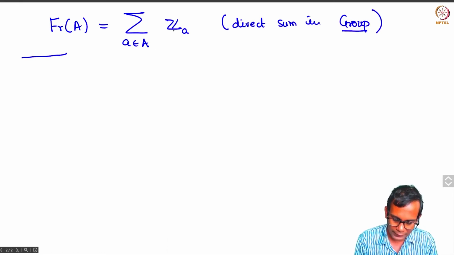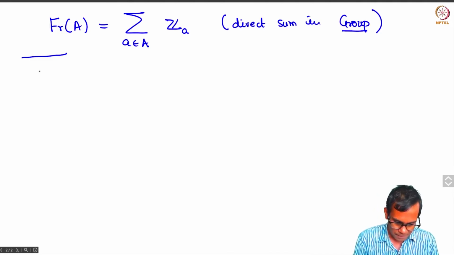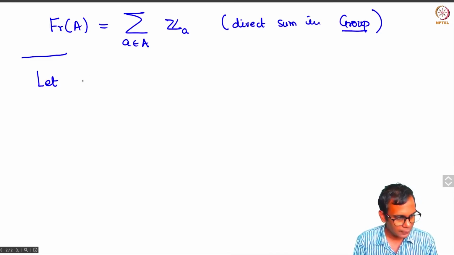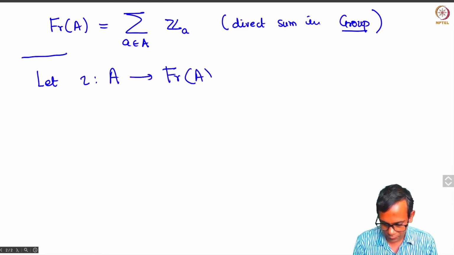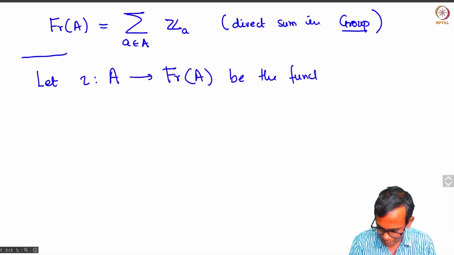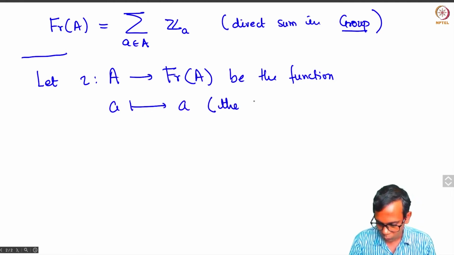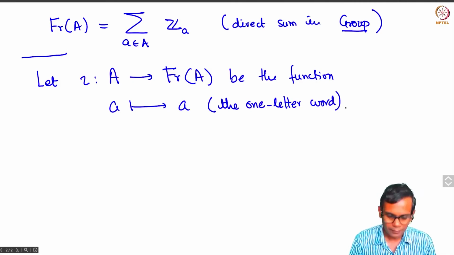So we saw finite direct sums. It was what we called an amalgamated product. So let iota from A to the free group on A be the function which takes a to a, where this is to be thought of as the one letter word consisting of just one letter, namely a.